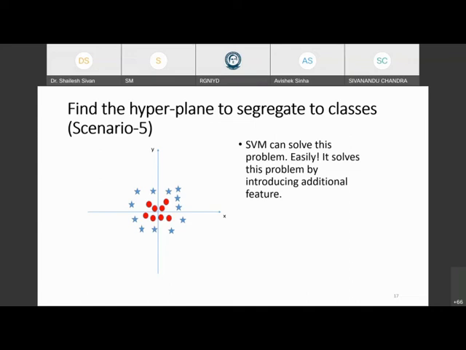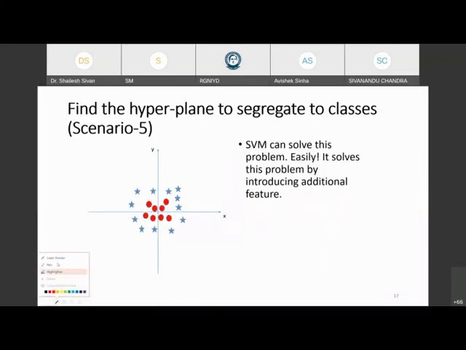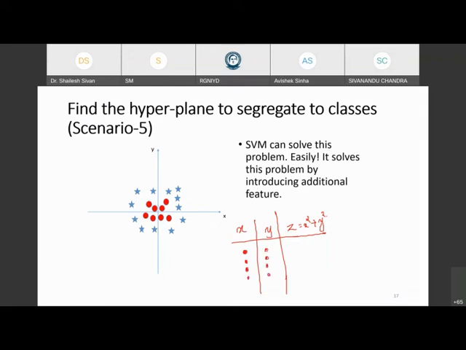Okay, see, here we have two features, x and y, which represent the coordinates of these points. And I am introducing another feature, z is equal to x square plus y square. Then what will happen is, for all these red dots, the value of z will be lesser, and for all these blue stars, the value of z will be higher.